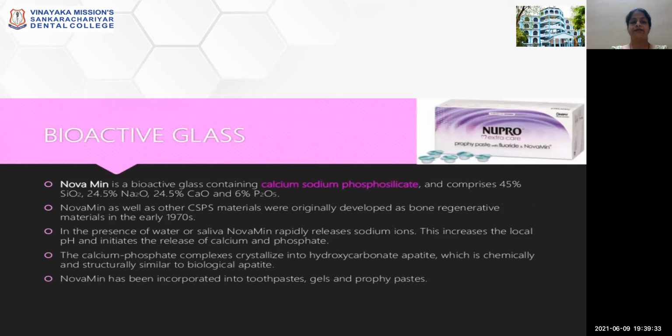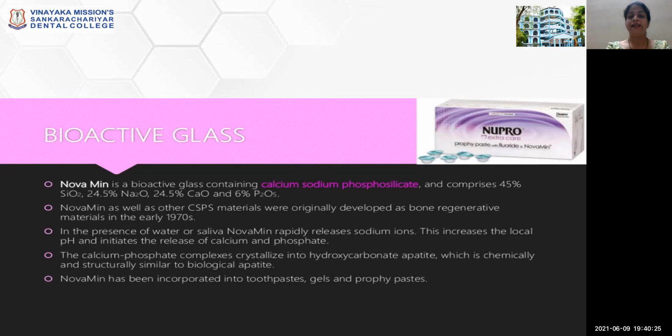Coming to the bioactive glass. The example is Novamin, which contains calcium sodium phosphosilicate comprising 45% of silicon oxide, 24.5% of sodium oxide, 24.5% of calcium oxide, and 6% of phosphorus oxide. In the mechanism, in the presence of water or saliva, Novamin rapidly releases sodium ions. This increases the local pH and initiates the release of calcium and phosphate ions. These calcium and phosphate complexes crystallize into hydroxycarbonate apatite crystals, which is chemically and structurally similar to biological apatite.